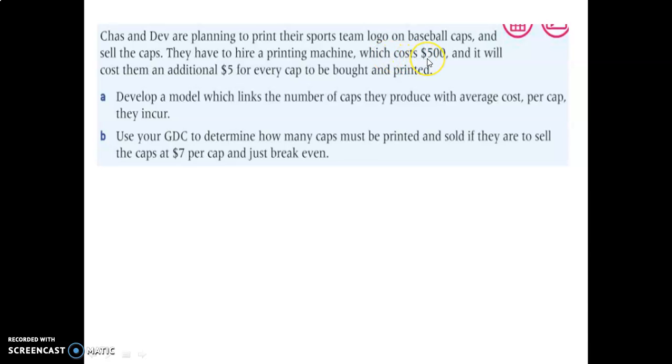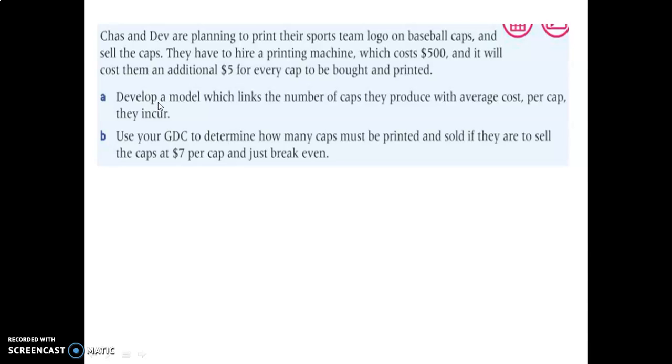So $500 to rent the machine, and it will cost them an additional $5 for every cap that is to be bought and printed. So they're going to pay some kind of price, $5 for getting the cap and then doing the printing for that cap. So 500 is a set cost, the machine, and then 5 for every hat they make. So what would be your equation for that? But look at what A says. It's a little bit different than that.